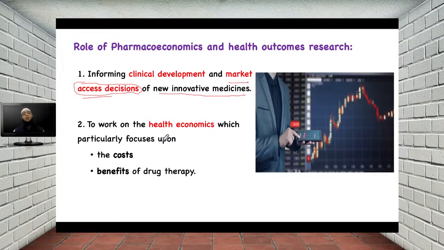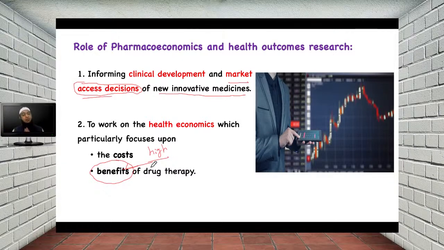It includes the amount spent in the process of invention, manufacturing, synthesis of the drug, and marketing of that drug, so everything is considered. But the most important parameter considered is the benefit of the drug therapy. So when you are charging a high price for the drug, it should provide equivalent benefit to the patient, isn't it? The price assigned to the drug must be justified in terms of the benefit offered by that particular medicine, isn't it?